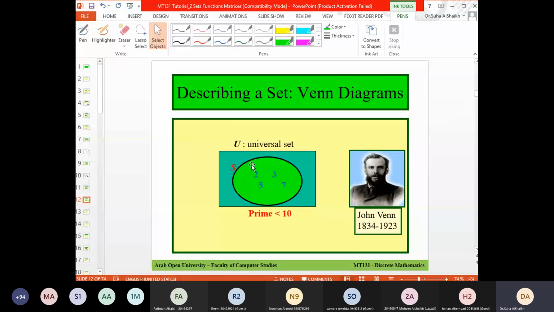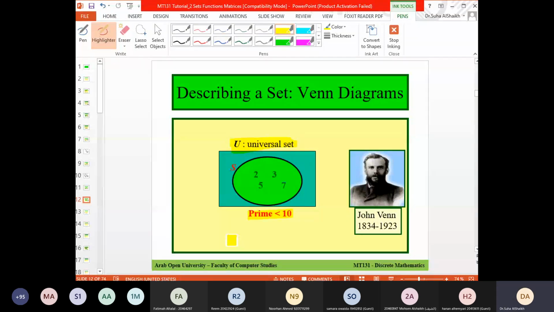Now, one way to describe the set is using the Venn diagram. Venn diagram named after the scientist John Venn. A Venn diagram is using boxes and circles to join the sets together. So, for example, if I'm talking about the prime numbers that are less than 10, what are the primes that are less than 10? I have the 2 and the 3 مثلا and the 5 and the 7. I put them inside the circle. And the square represents the universal set اللي هي البigger set.